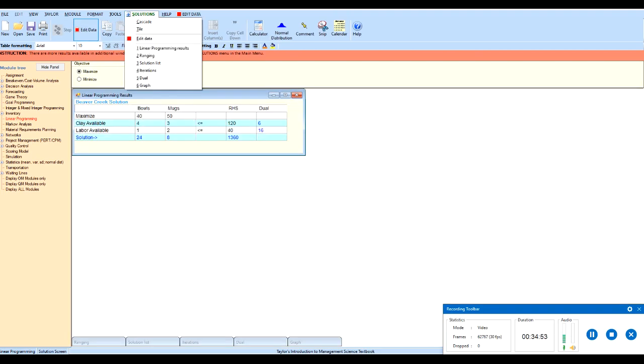And what that does is produce this table. Our solution, 24 bowls, 8 mugs is our optimized production choice, which will generate $1,360 in profit. Quite simply, we've solved the problem accordingly. This dual value for now is not important. Everything else should be very clear right now.